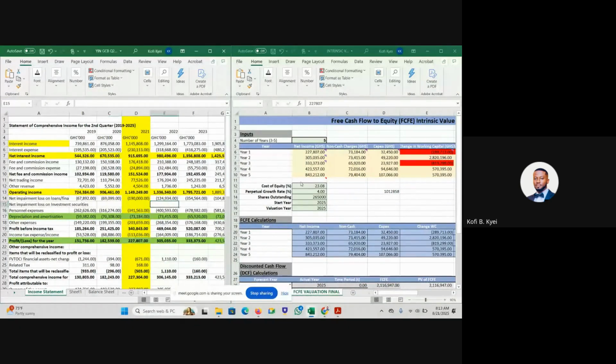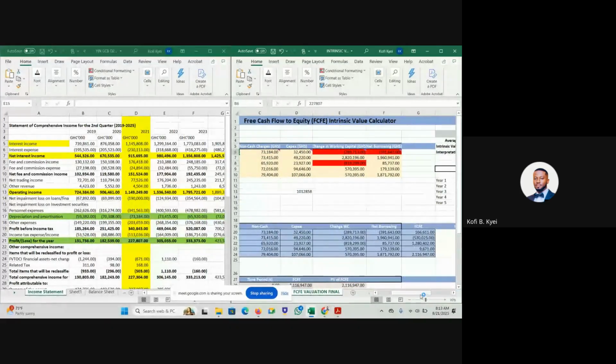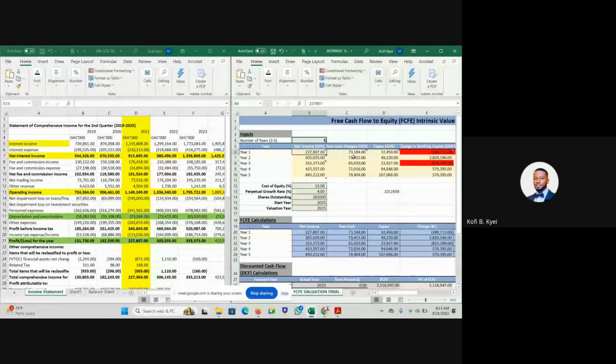Okay, so I'm going to show you how to identify these components, because I see that is where the issues are. That's where to identify where to pick these from. So the net income, where do you get the net income from? It's picked from the income statement.